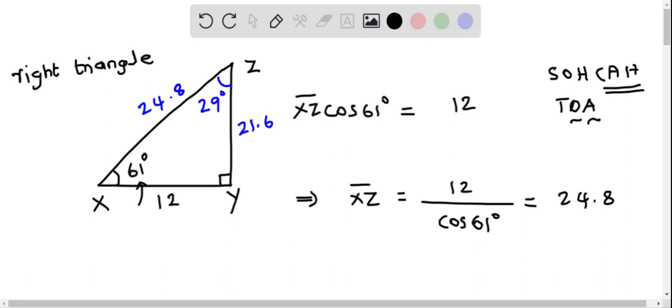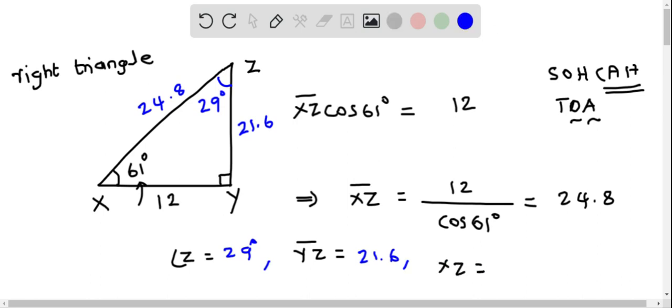So we found the value of angle Z equals 29 degrees, and the segment YZ equals 21.6, and the segment XZ equals 24.8.